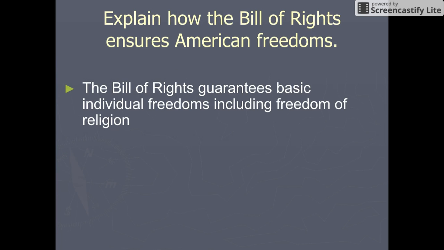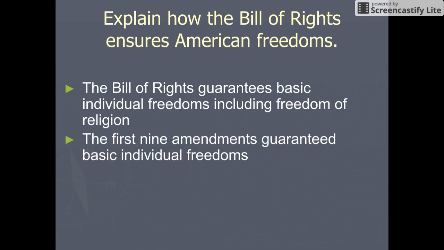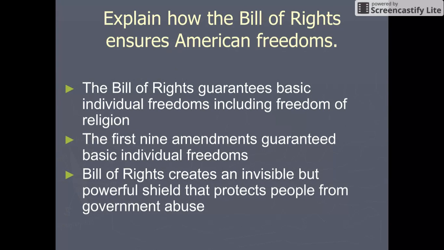How does the Bill of Rights ensure American freedoms? The Bill of Rights guaranteed basic individual freedoms, including freedom of religion. The first 9 amendments guaranteed basic individual freedoms that were lacking in the Constitution. The Bill of Rights creates an invisible but powerful shield that protects people from government abuse.